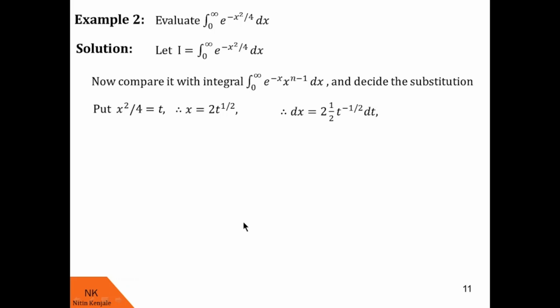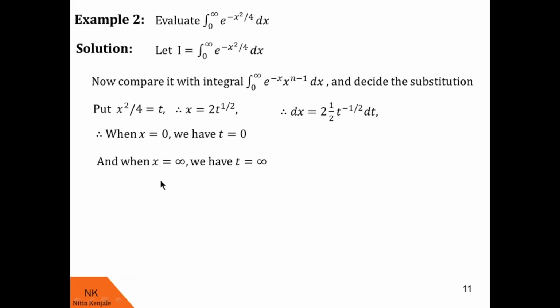Now let's find out limits for t if limits for x are 0 and infinity. For that, let's substitute x is equal to 0 in this statement. We see t is also 0. Similarly, when x is infinity, t will also become infinity. So there is no change in limits for this integral I.